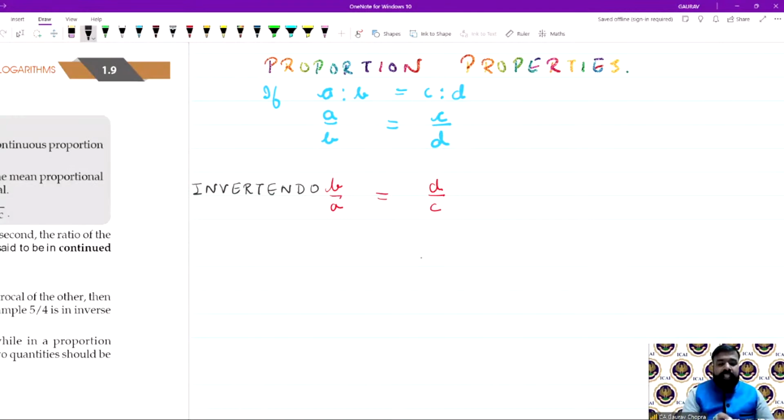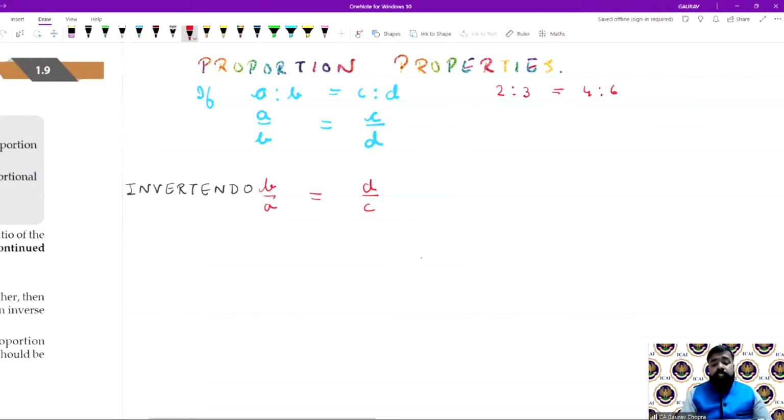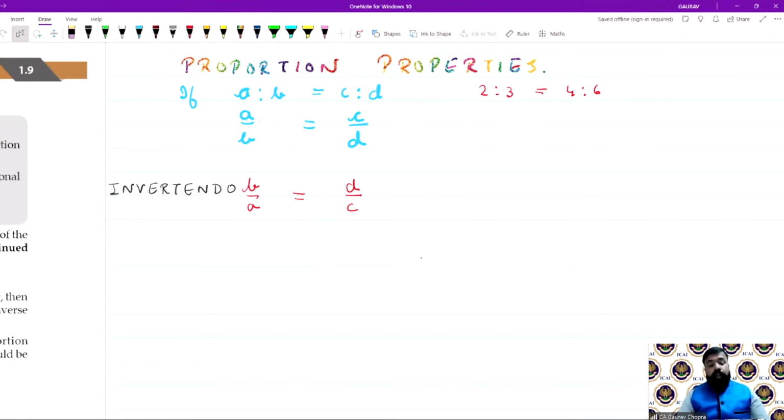Let us take one simple example. If we say that 2 is to 3 and 4 is to 6, are these two ratios equal or not? Simple question. The answer is yes, they are equal. Because if we cancel 4 and 6, it will again become 2 and 3. That means these two ratios are equal. ये दोनों ratio equal हैं.